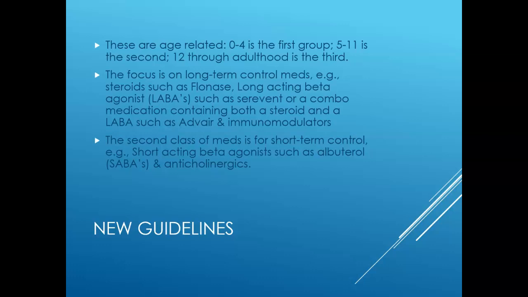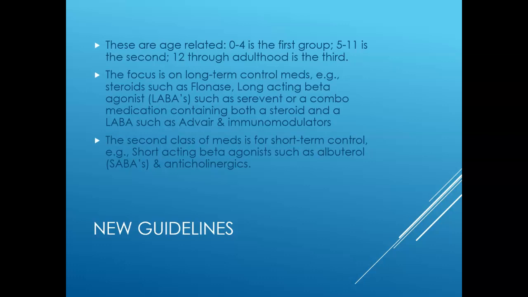So there are new guidelines out, and these are age-related. Zero to 4 is the first group, 5 to 11 is the second, and 12 through adulthood is the third. The focus is on long-term control meds. An example would be steroids such as Flonase, or long-acting beta agonist, LABA. So when you see LABA, you know that that's what that stands for: long-acting beta agonists.